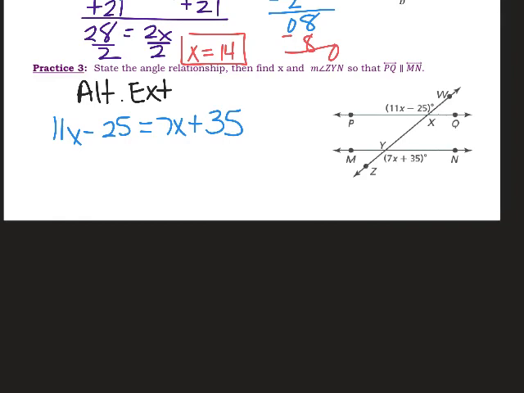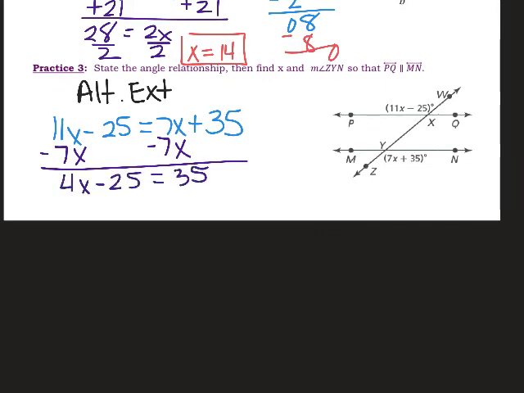Which one do y'all want to move over first? Yeah, I usually move over the small one. So I'm going to move over the smaller x. What's 11 minus 7? 4. Okay, how do I get rid of the 25? Add it to both sides. So 4x is equal to 60.